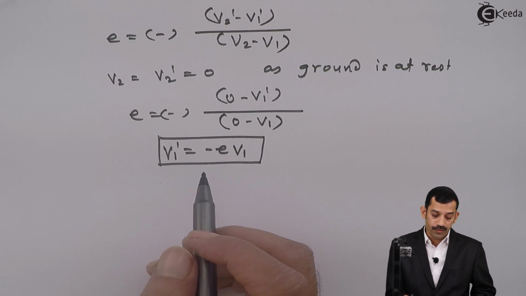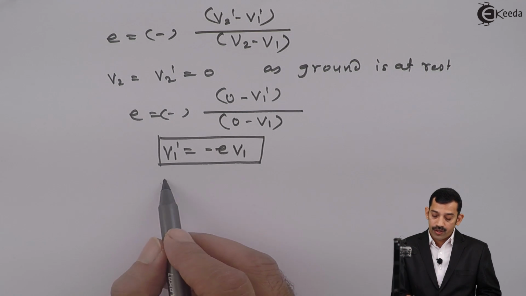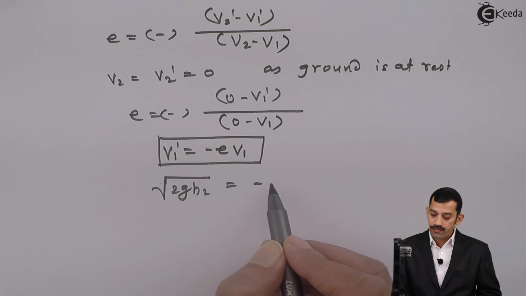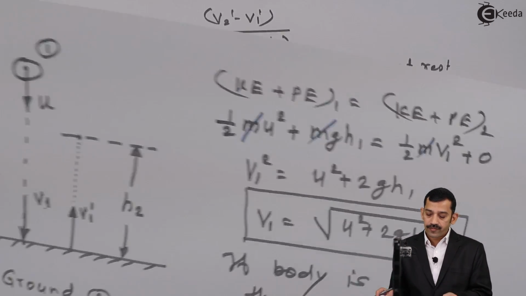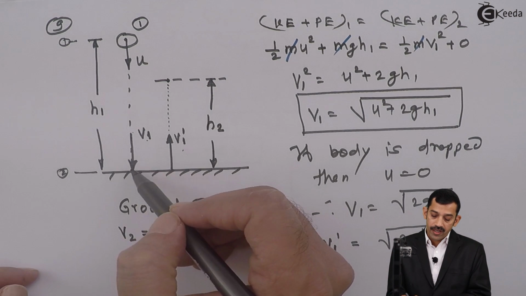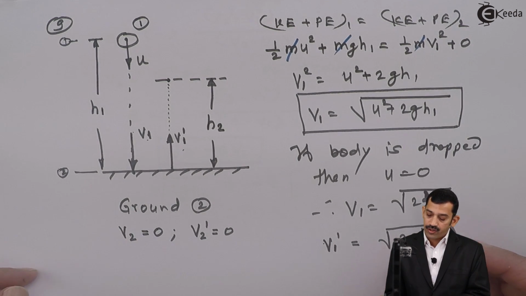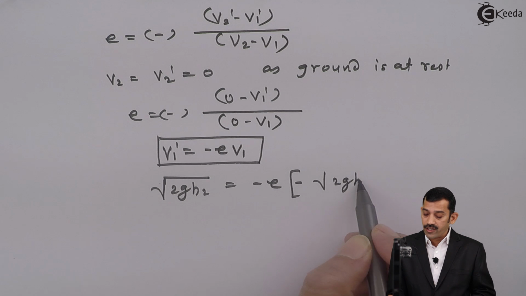Now if you substitute v1 dash in terms of h2, it is root of 2gh2 equal to minus e, and v1 is in the downward direction. v1 dash is root of 2gh2. v1 is in the downward direction, so substitute it with a minus sign, assuming it is a drop. So what will we get here? Root of 2gh2 equals minus e times minus root of 2gh1.